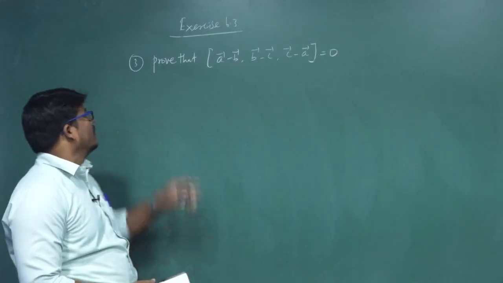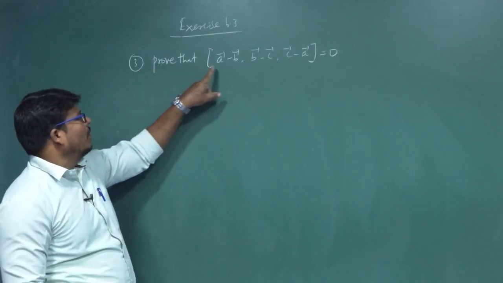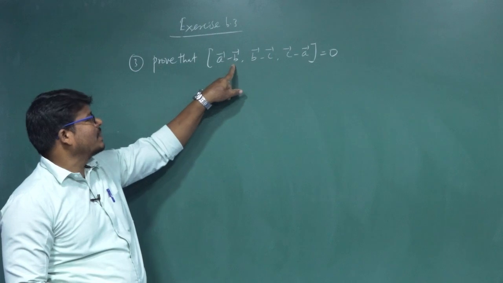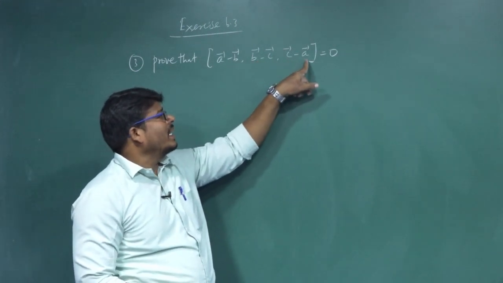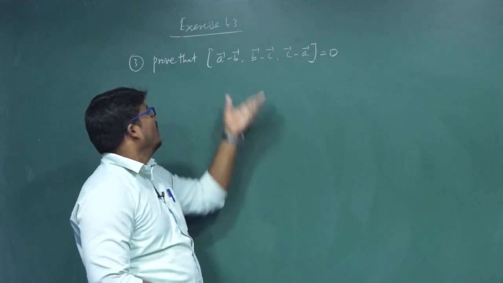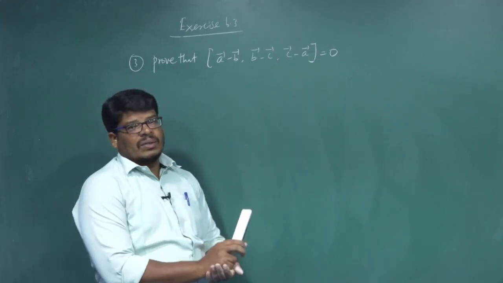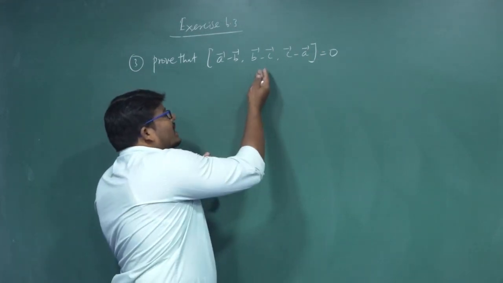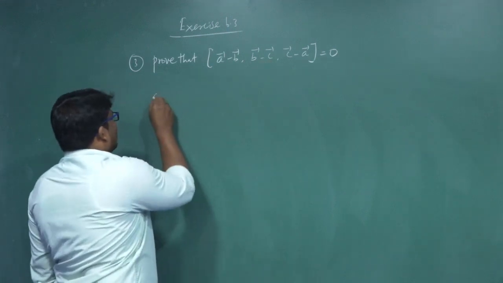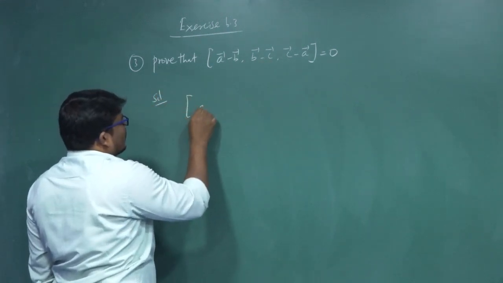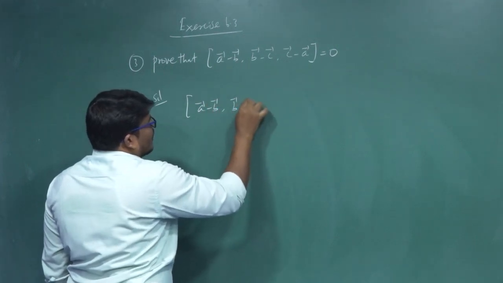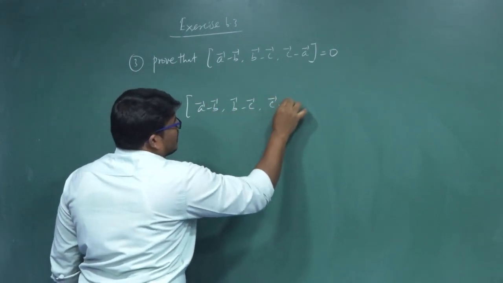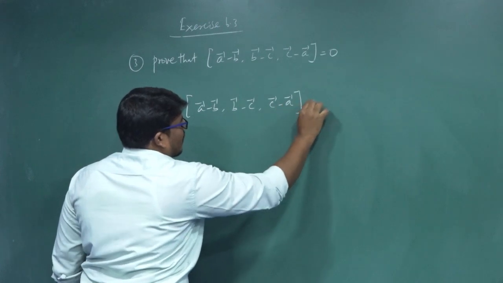Next problem, third one. Prove that the box product of (A vector minus B vector), (B vector minus C vector), (C vector minus A vector) is equal to 0. You have to prove the result equal to 0. The first one, LHS, the left hand side, is the box product of A vector minus B vector, B vector minus C vector, C vector minus A vector.